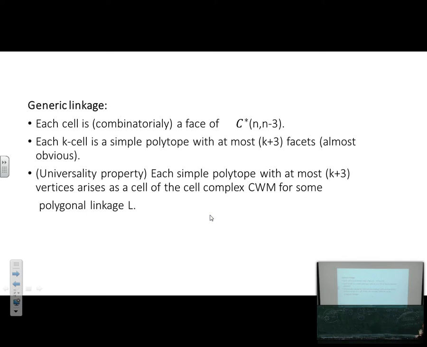And this allows us to say the following. Assume we have any generic linkage L. Then we have again faces of different dimensions, and they are combinatorially different. But the point is that each cell is combinatorially a face of that C*_n, but there should be some other n, where n is much bigger than the original n.